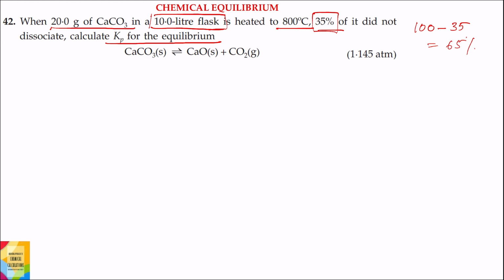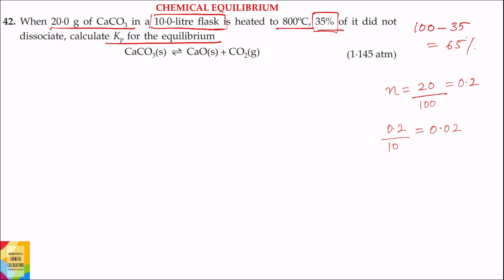Now what is the moles of calcium carbonate present? Moles of calcium carbonate is equal to weight of calcium carbonate, which is given in the question as 20 gram, divided by molecular weight of calcium carbonate, that is 100, and this is equal to 0.2 moles. Now the concentration of calcium carbonate in moles per liter will be 0.2 divided by 10, and this is equal to 0.02 moles per liter.